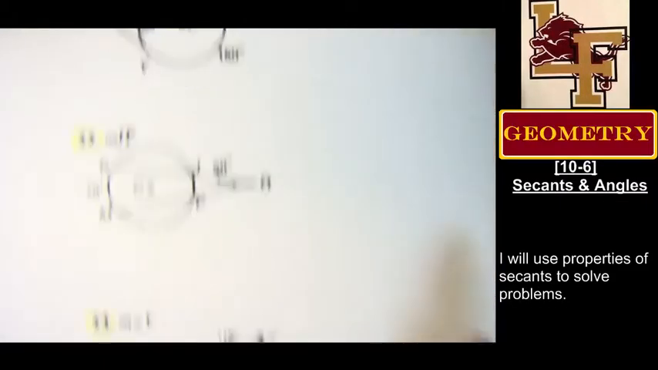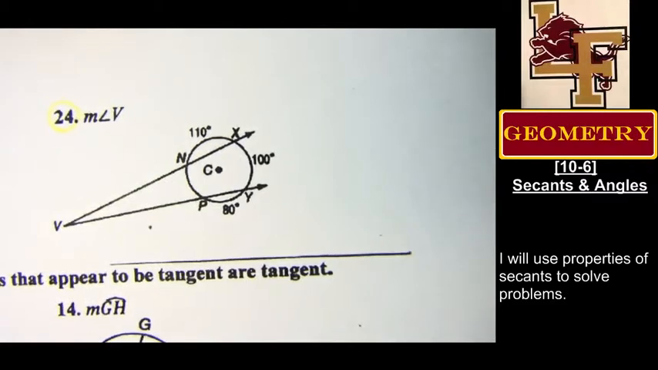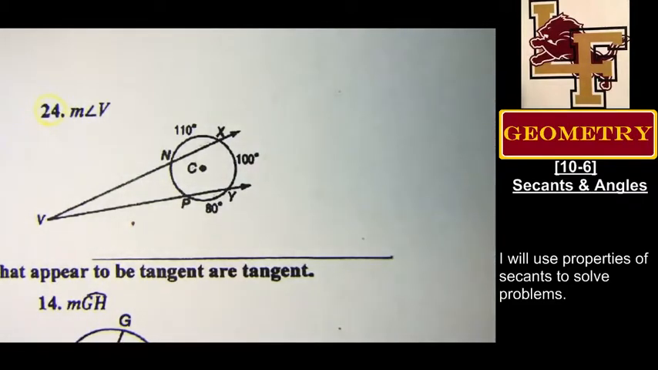All right. Let's start with number 24. Which of all of our pictures does this thing look like? Does this look like two secants inside, a secant and a tangent, or two lines outside? Two secants. Where are they intersecting? Outside of the circle. So we're using two lines outside.